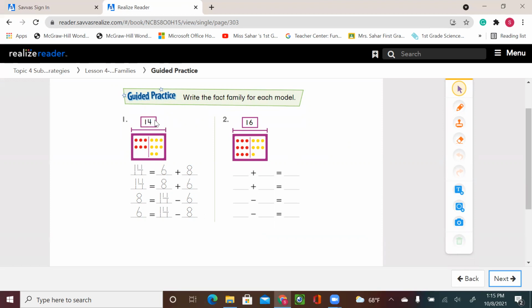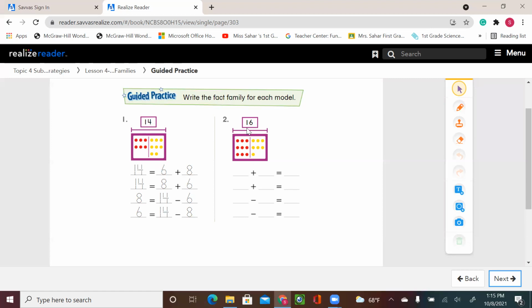So the total will remain 14 if I put 6 plus 8 or 8 plus 6. All right. Now let's see, we have the total and we cover or hide one part. If we hide the yellow part, if we say 14, that's the total, take away the 6, which is the 6 counters, it will give me the hidden yellow counters, 8. And if I say 14, and now I'm taking away the other part, which is 8, the answer will be 6. So they are related facts or a fact family.